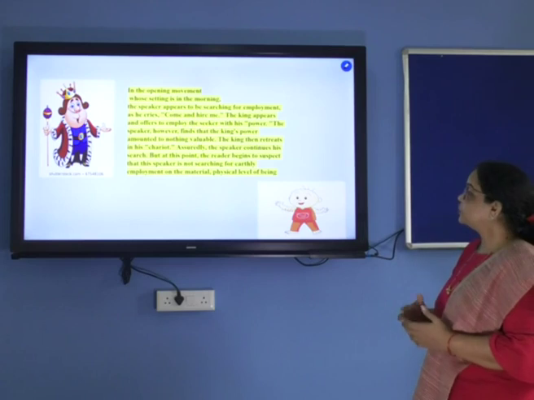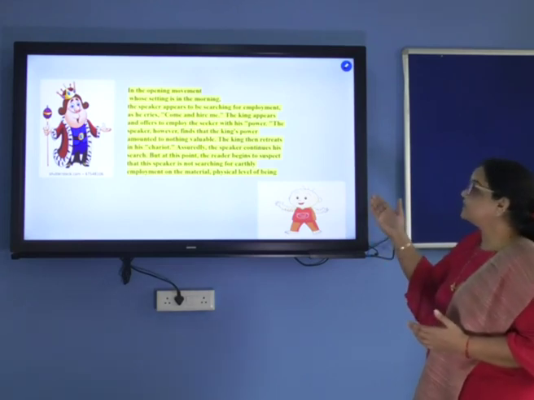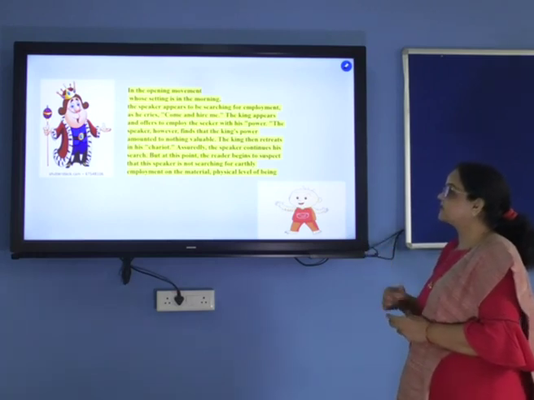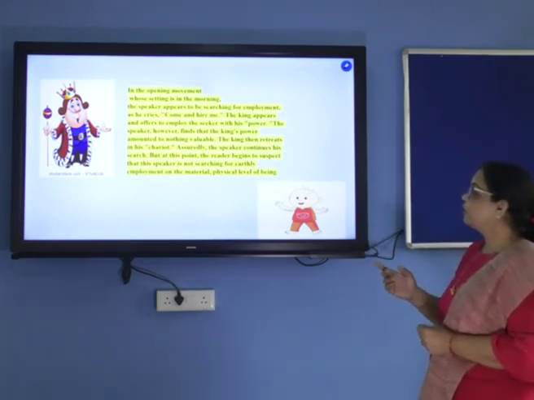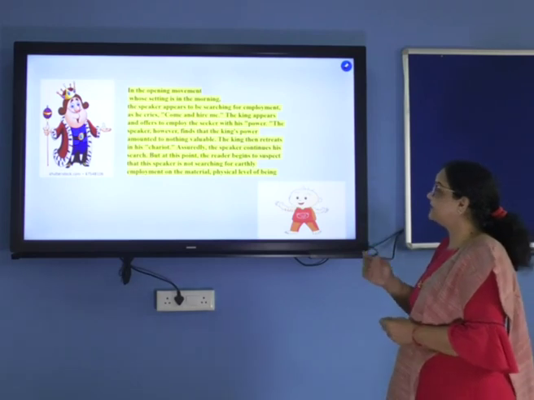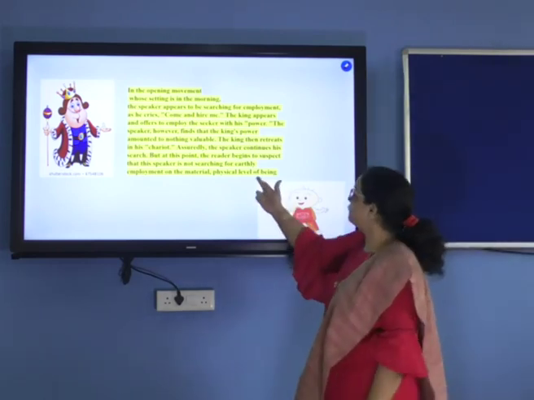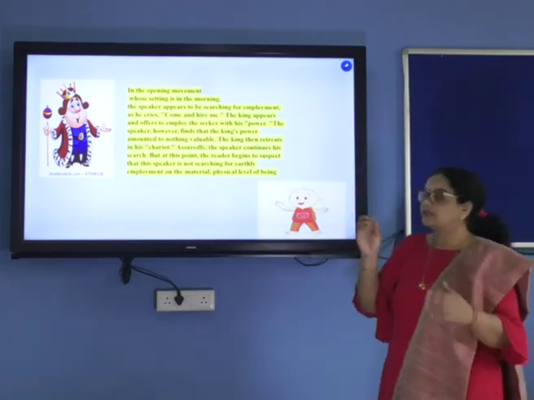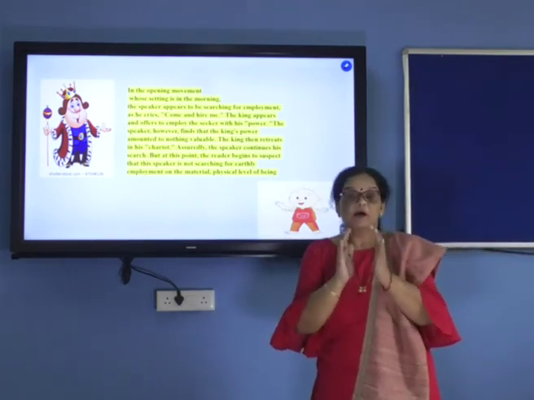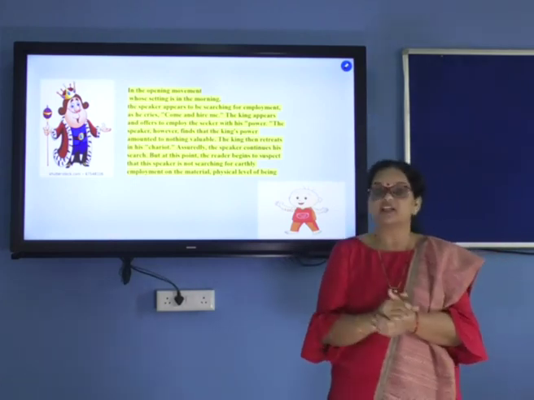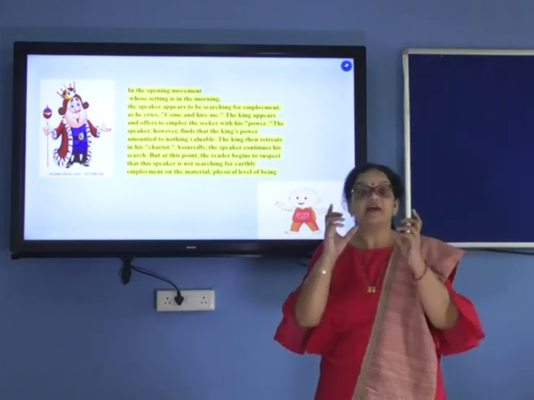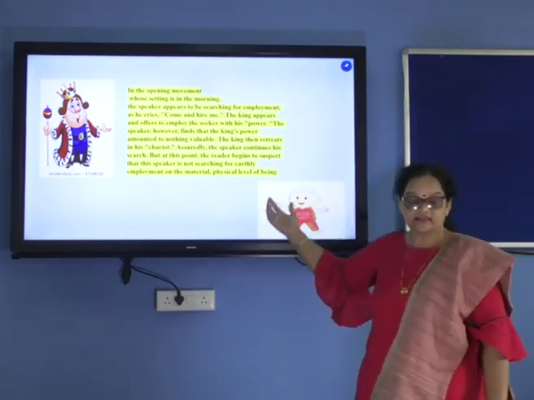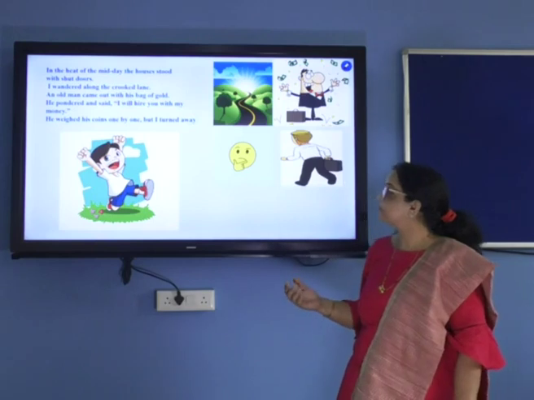Assuredly, the speaker continues his search, but at this point, the reader begins to suspect that the speaker is not searching for earthly employment on the material, physical level. That means the person who wants employment does not want any monetary gain. His search is for something else. So what is that? Let's see.